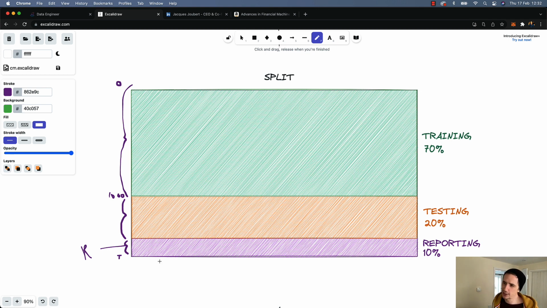So this is how you split your data. Now, for those of you who are coding in Python, the easiest way to split your data is called train test split. That will shuffle your data for you. And then you can just Google how to code up splitting data by time series.